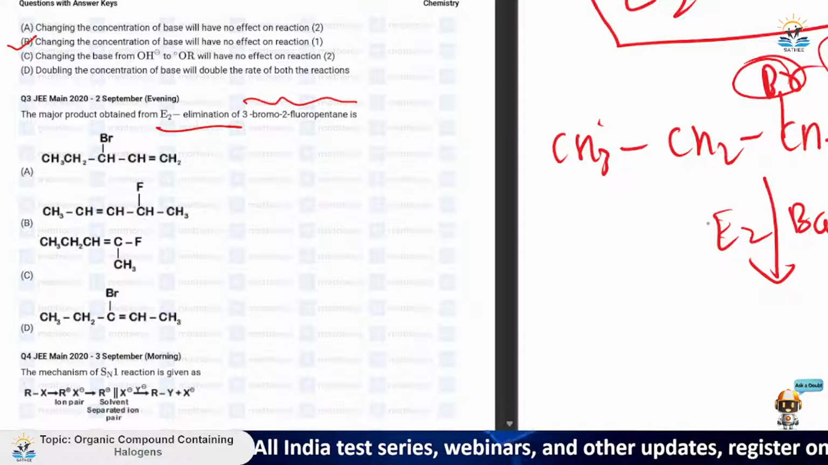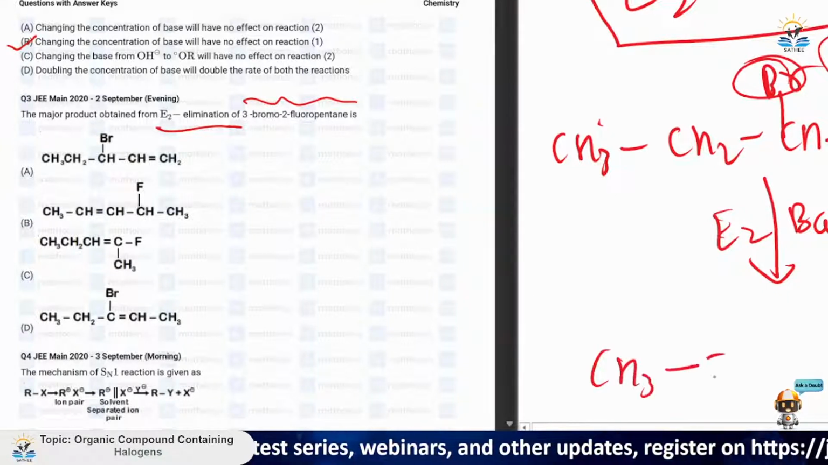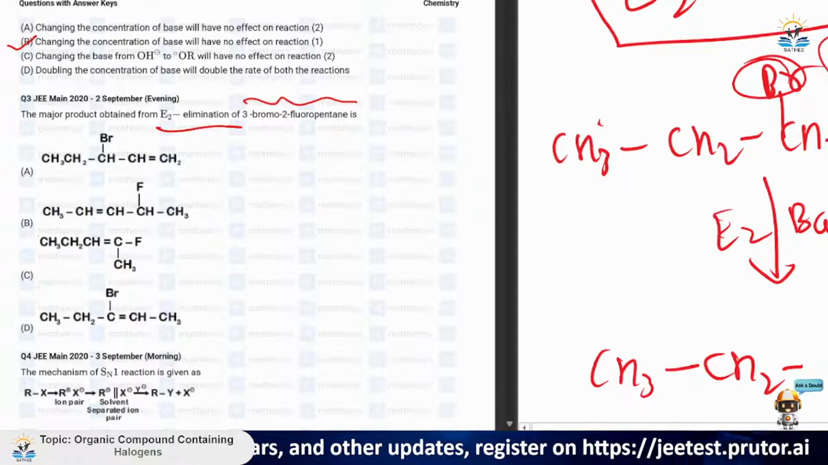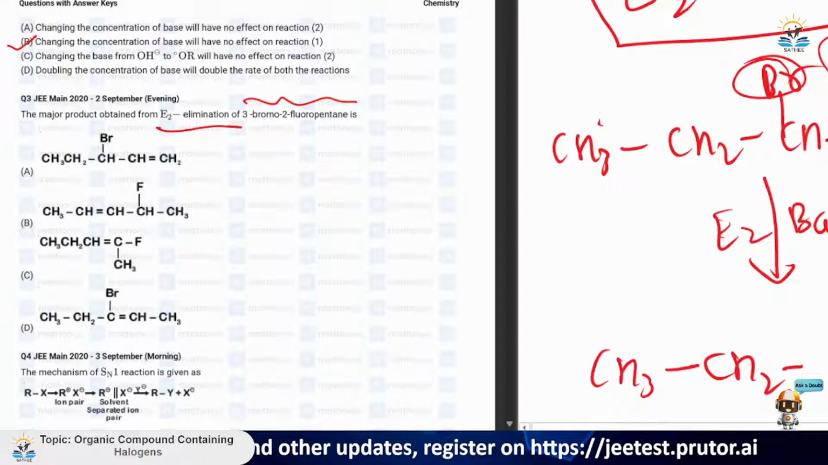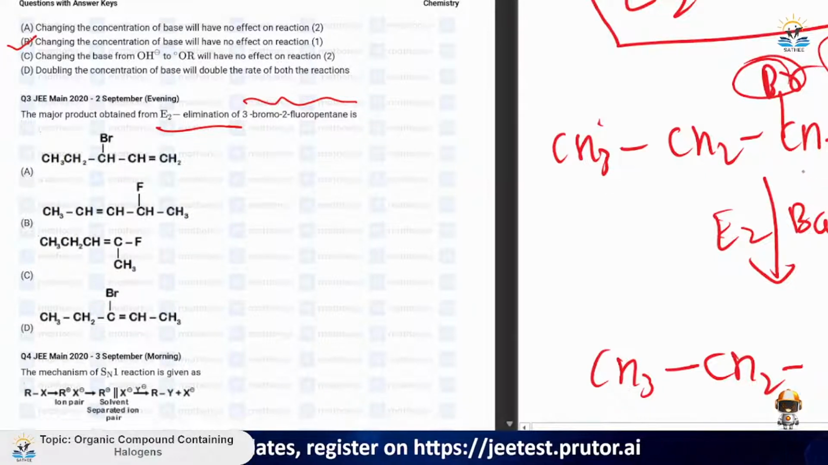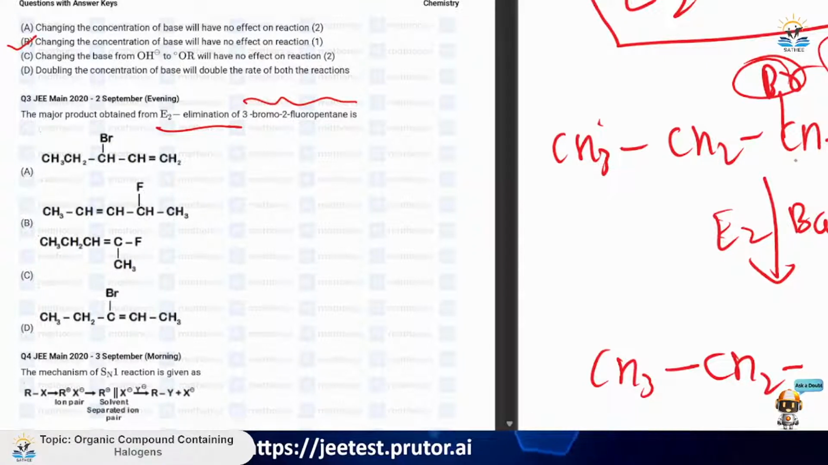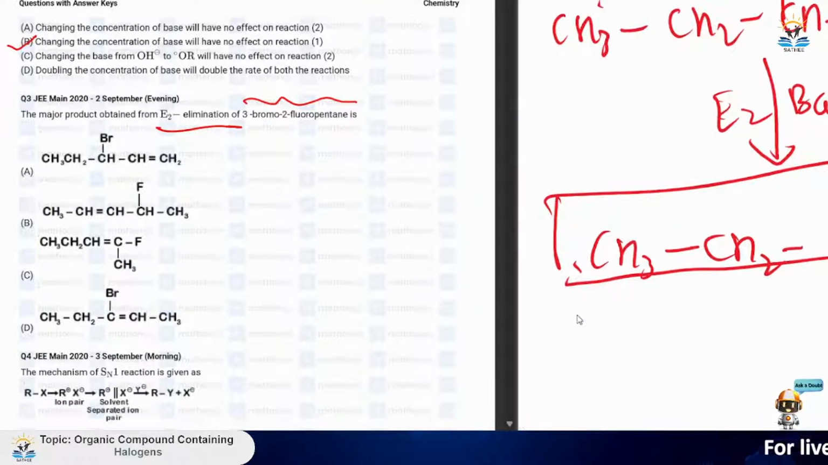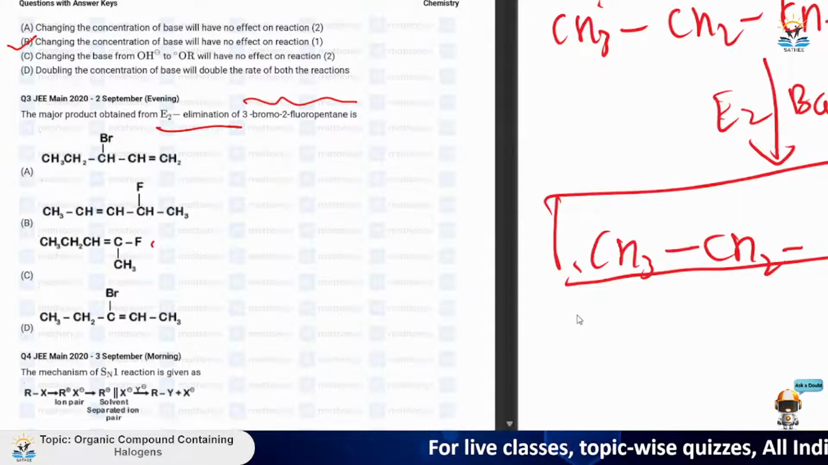there is a chance the product will be formed like this: CH3, CH2, single bond, CH double bond, CF, and CH3. Why this? Because the base abstracts the most acidic hydrogen and departure of the better leaving group takes place simultaneously. So bromine will be the leaving group, and this will be the structure formed. So what is the answer? This one, that is B.